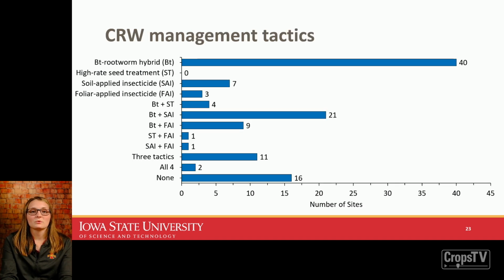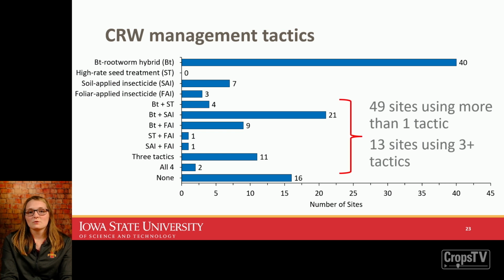Another thing that I wanted to look at is what corn rootworm management tactics were being used in these fields. So we specifically asked people about Bt rootworm hybrids, high-rate seed treatments, a soil-applied insecticide for larval control, and a foliar-applied insecticide for adults. You can tell here that the Bt rootworm hybrid alone was the most reported management tactic. There were 40 sites that reported using the Bt rootworm hybrid by itself.